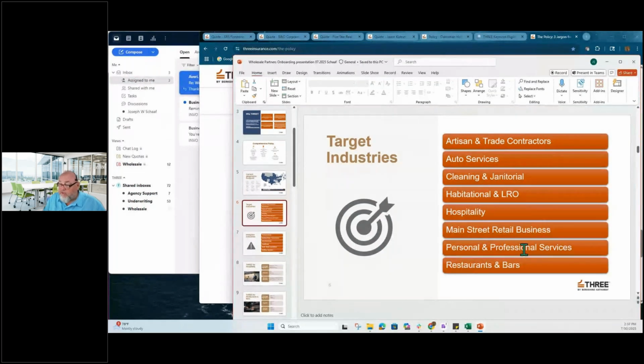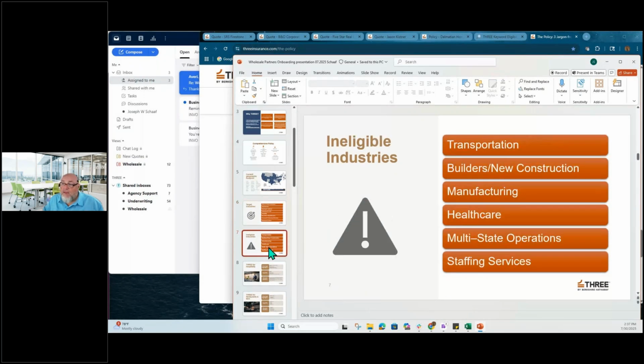Personal and professional services. This is your accountants, some gyms and things like that, some other smaller categories. And then restaurants and bars is also a very productive category for us as well. There's a couple exceptions to some of these, and we'll go through those in the appetite, but those are our primary categories. The ineligible industries are transportation, which is your trucking, logistics.